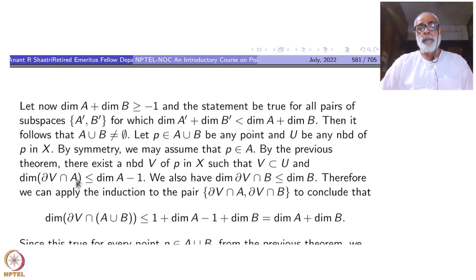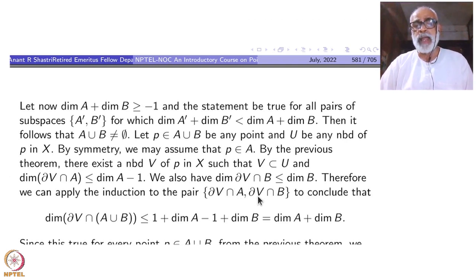You see, everything is happening inside X except the last condition, namely the boundary of V intersection A is of dimension less than or equal to this one. So we also have dimension of the boundary of V intersection B is less than or equal to the dimension of B, because subspaces have smaller dimension. Here it is just the subspace. Therefore, we can apply the induction to the pair boundary of V intersection A and boundary of V intersection B. Call these A prime, B prime.